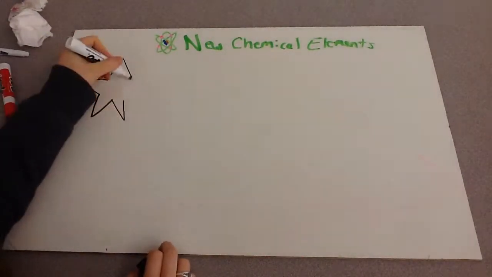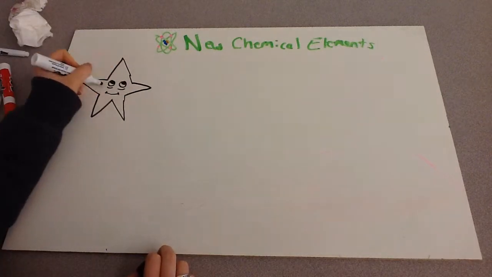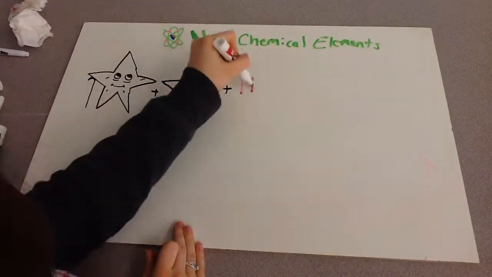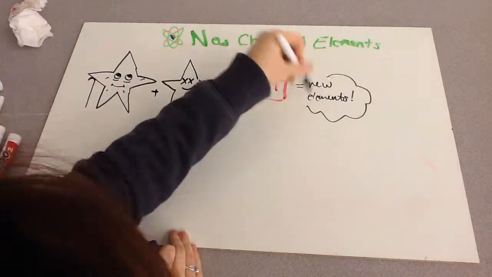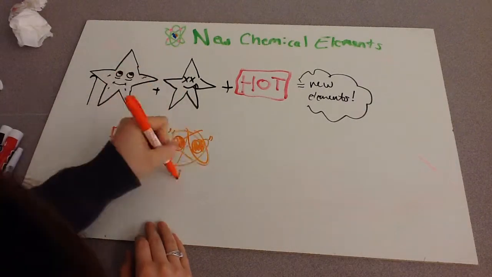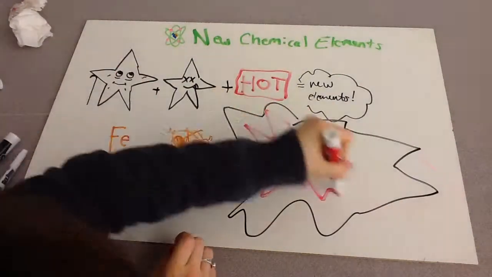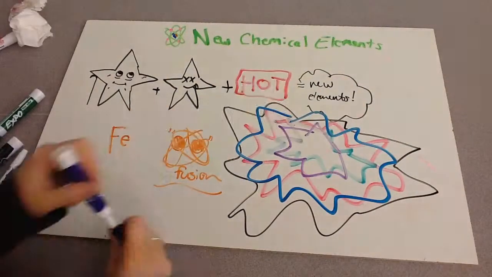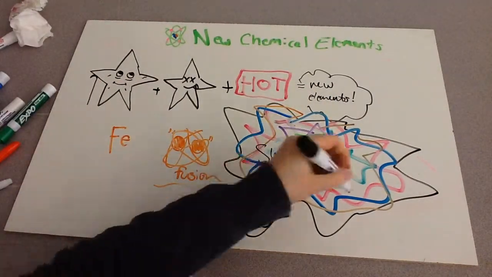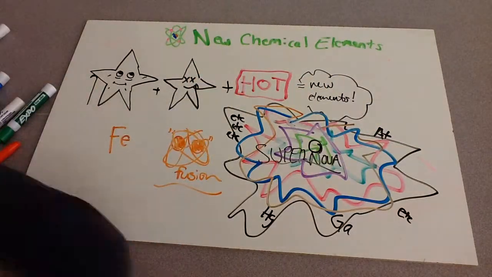Alright, let's get this started. So, when stars are old, like really old, and then they die, because they're so hot, that equals new elements, like iron, because iron, well, that's the death of all stars, plus fusion inside the supernova, which expels all these new kinds of elements.